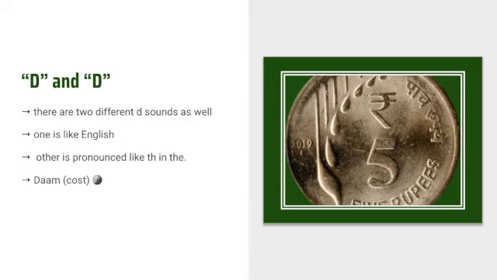Okay, now we have D and another D. Very similar to the other T's we had. One is just like English, the other is pronounced like the TH in the. Alright? An example of the word is dam, which means cost or price.